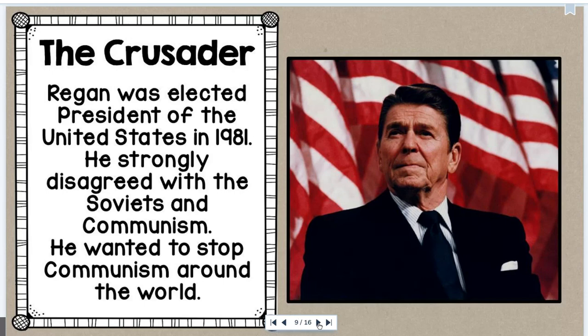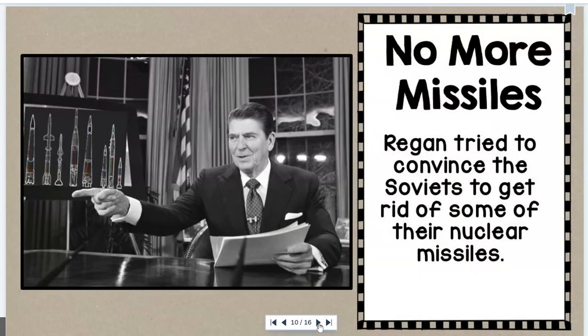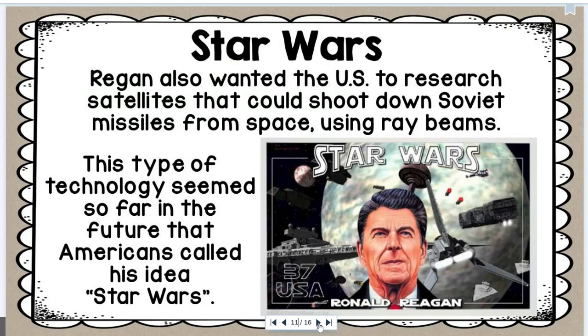President Reagan called the Soviet Union an evil empire, and he vowed to make them give more freedoms to their citizens. No more missiles. Reagan tried to convince the Soviets to get rid of some of their nuclear missiles by putting pressure on them. He also wanted the U.S. to research satellites that could shoot down Soviet missiles from space using ray beams.